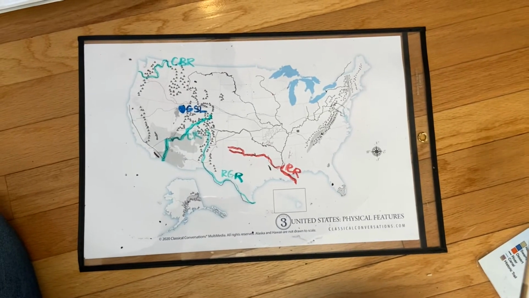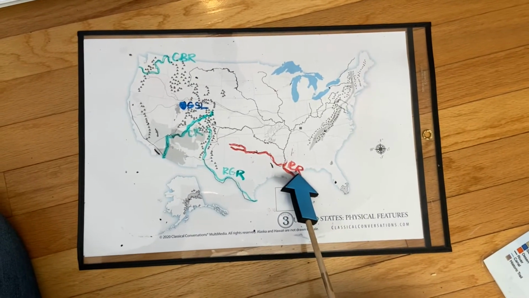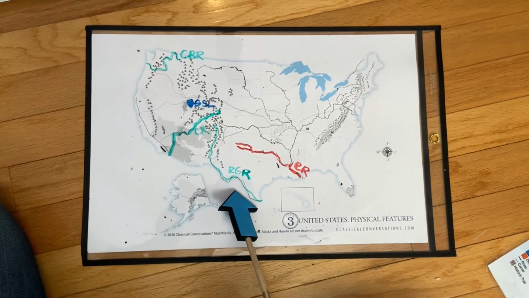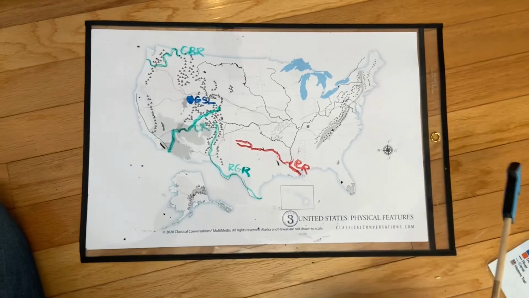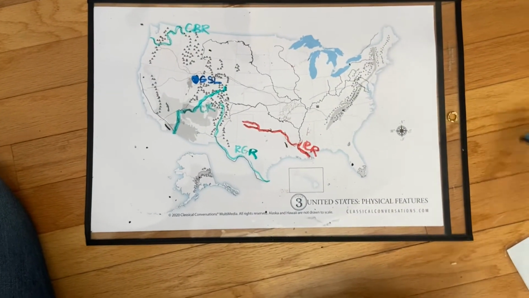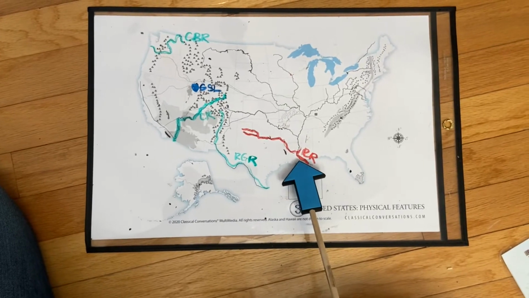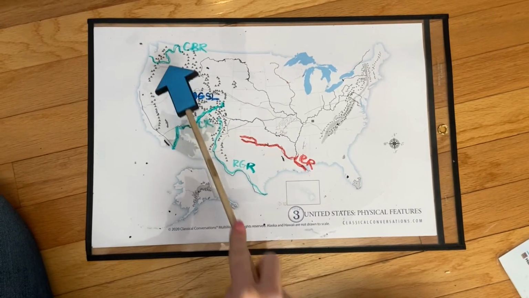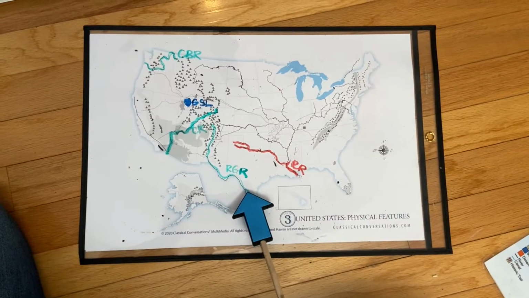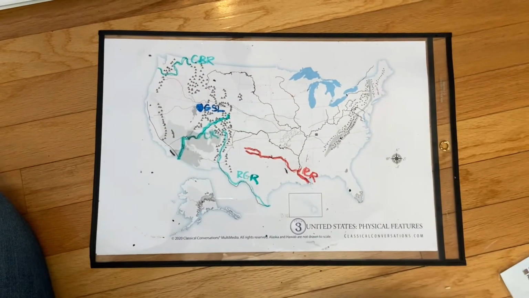Missouri, Arkansas, and the Red River, Columbia, Colorado, the Rio Grande River, and the Great Salt Lake, and the Great Salt Lake. One more time. The Red River, the Columbia River, the Colorado River, the Rio Grande River, and the Great Salt Lake.